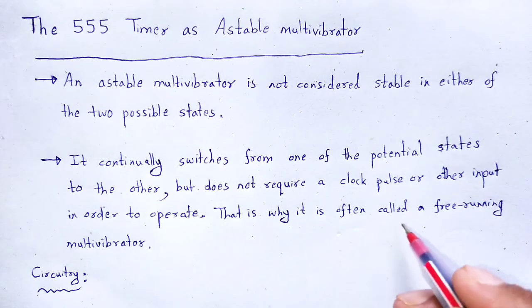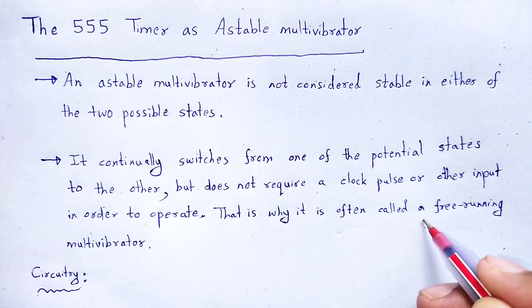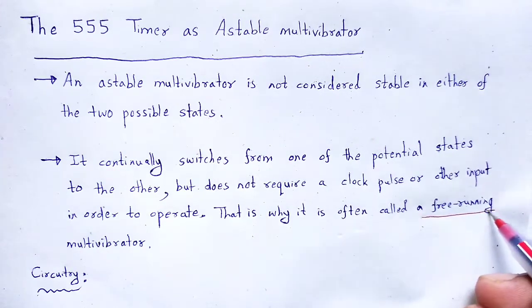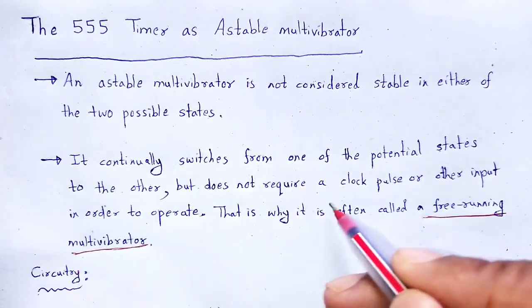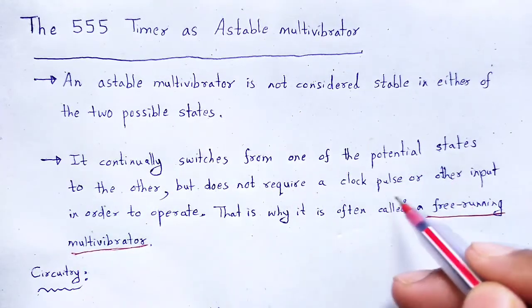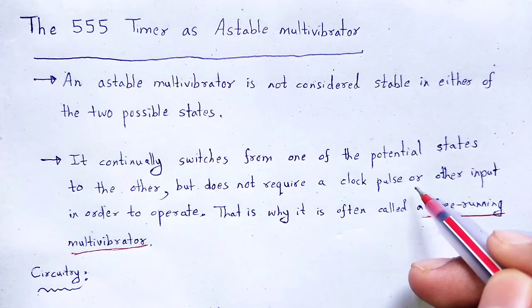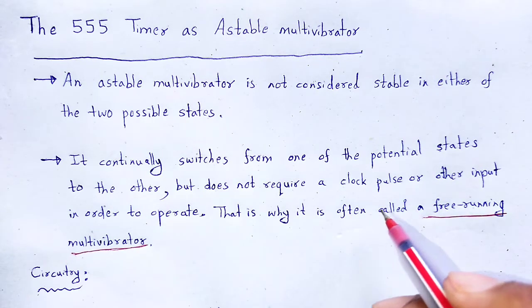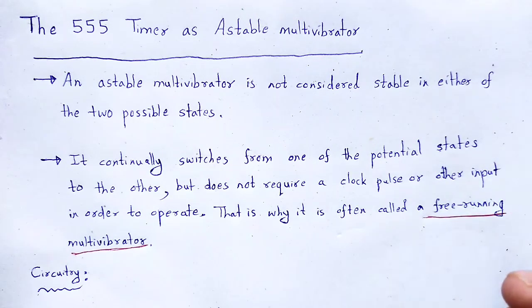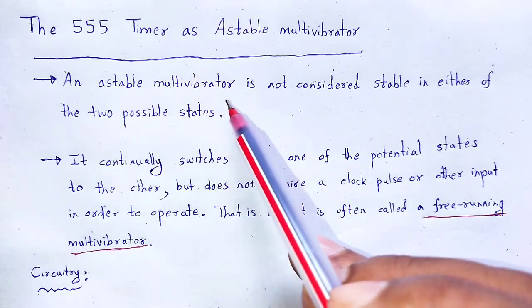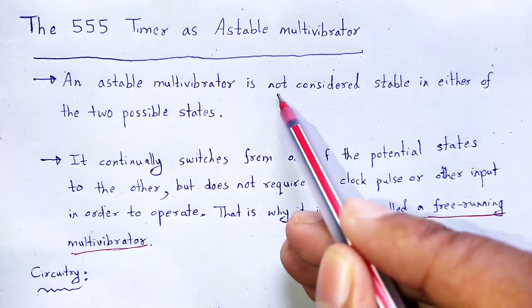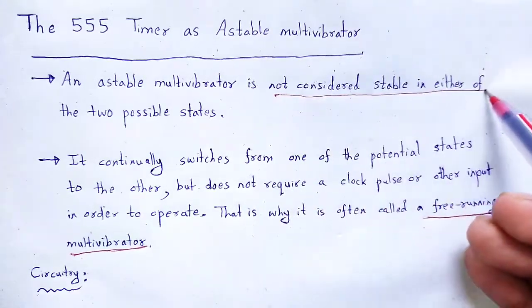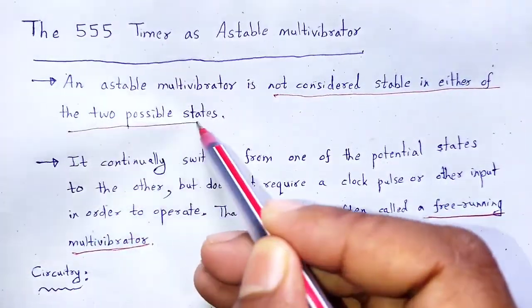That is why it is called a free running multivibrator, without any kind of clock pulse. It is always vibrating. Astable multivibrator is not stable in either of these two possible states.